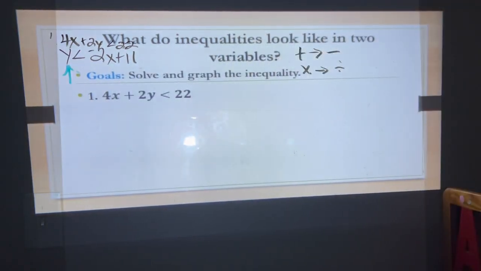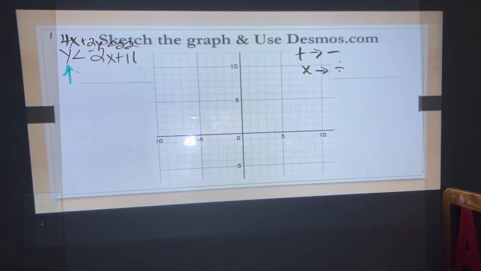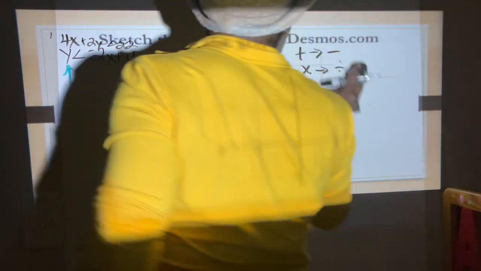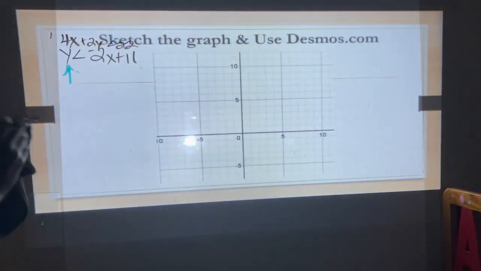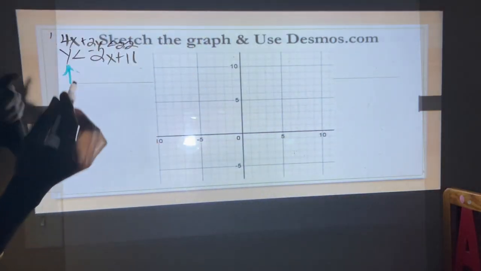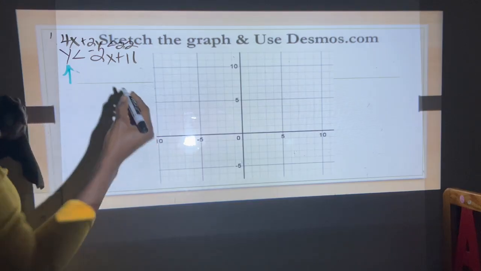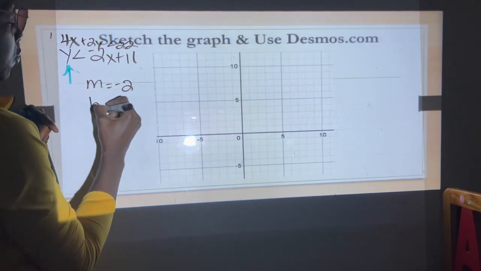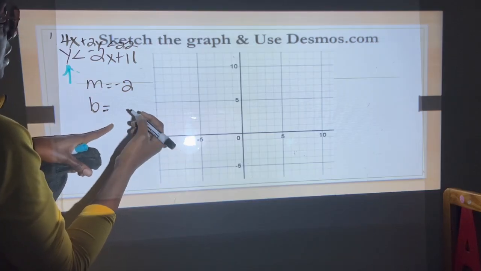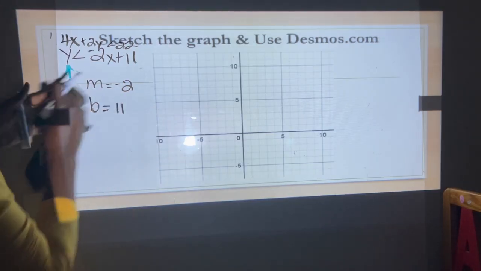Next slide. We're sketching this graph. All right, let's sketch the graph. So hopefully you have learned to graph using the y-intercept and the slope. Our slope is equal to negative 2. If you have not, we're gonna go over that. And our b is equal to 11. Now, how do we know that?